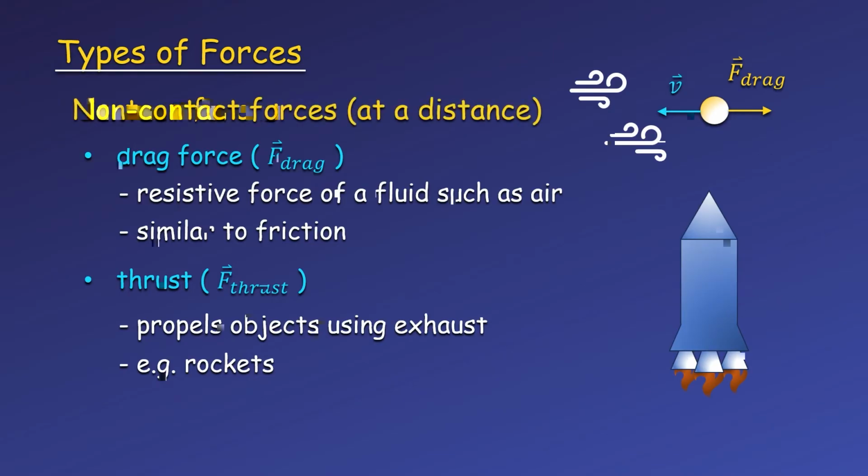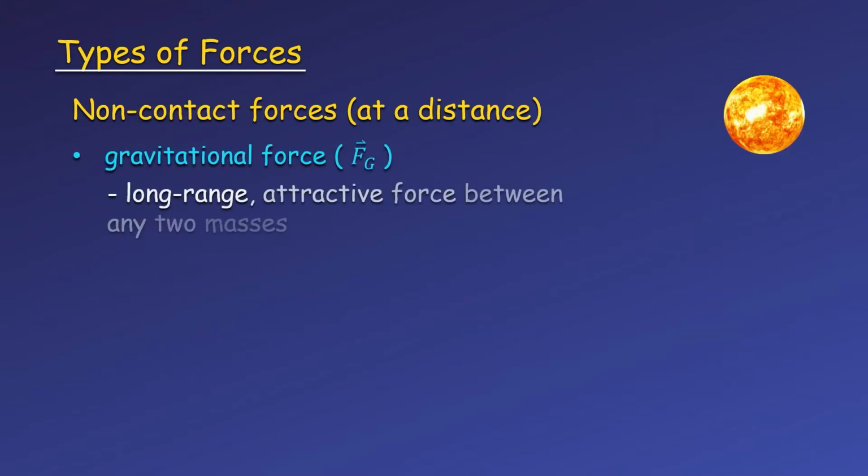Now for the other type of forces, which are non-contact forces, or forces that act at a distance. The first is the force of gravity, or gravitational force. We'll write this with a subscript capital G. Gravity is a long-range force between any two masses. It is also always attractive, meaning a mass will always be pulled toward another mass.